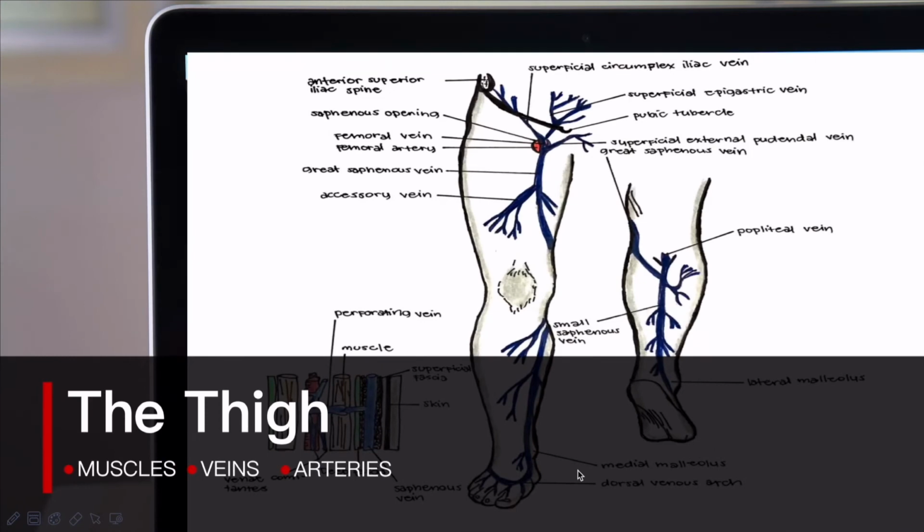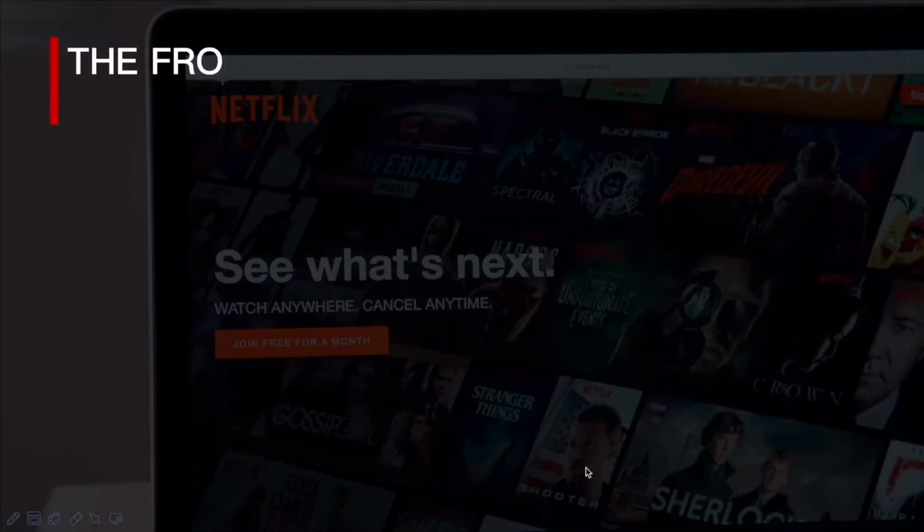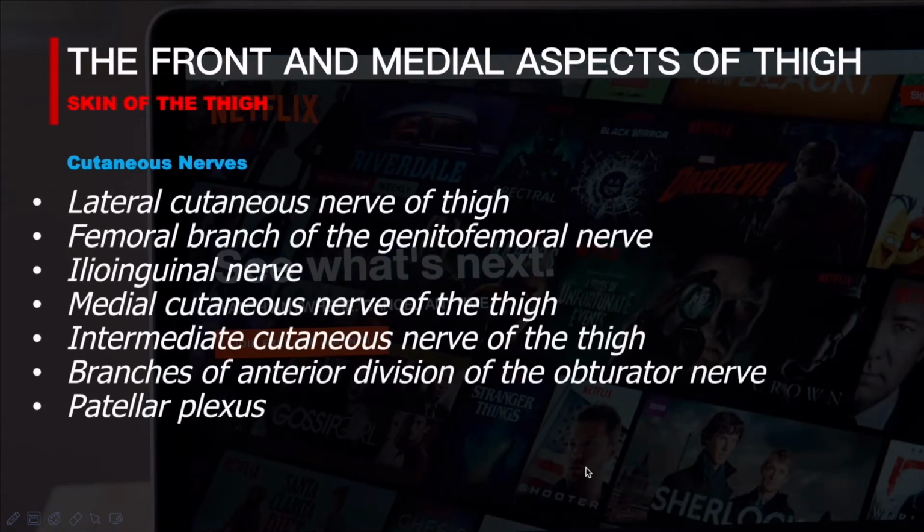Moving on to the thigh. The front and medial aspects of the thigh. The lateral cutaneous nerve of thigh, which is a branch of the lumbar plexus, supplies the skin of the lateral aspect of the thigh and lower lateral quadrant of the buttock. The femoral branch of the genitofemoral nerve is a branch that supplies a small area of skin. The ilioinguinal nerve, a branch of the lumbar plexus, passes through the superficial inguinal ring. The medial cutaneous nerve of the thigh is a branch that supplies the medial aspect of the thigh.